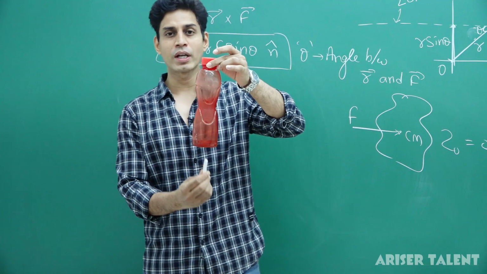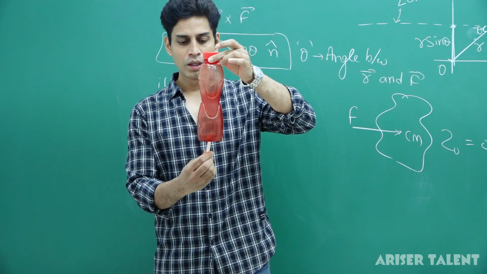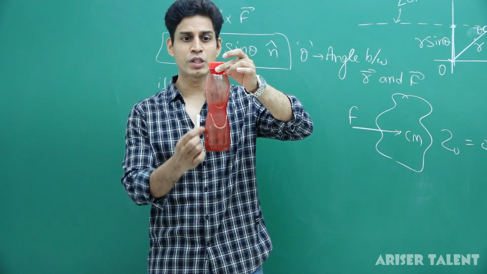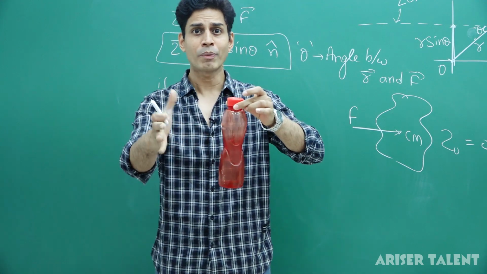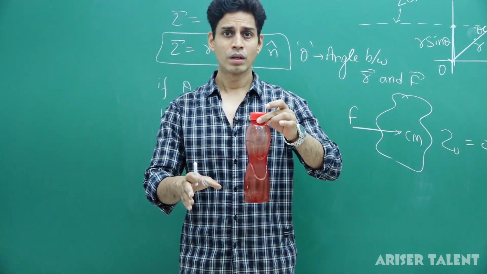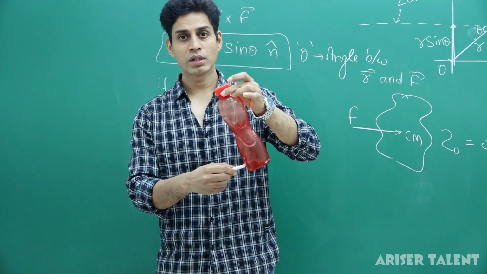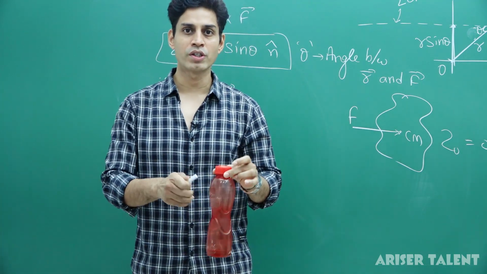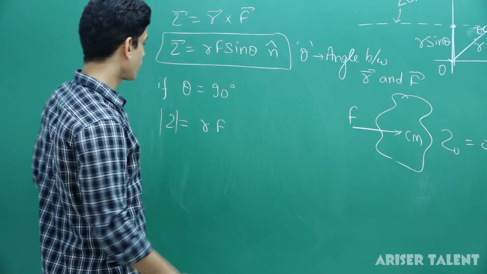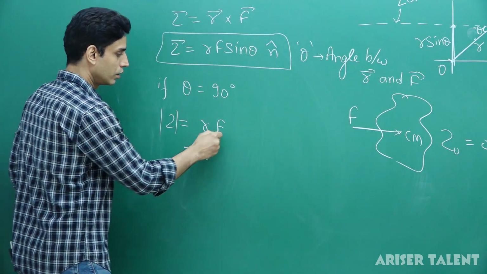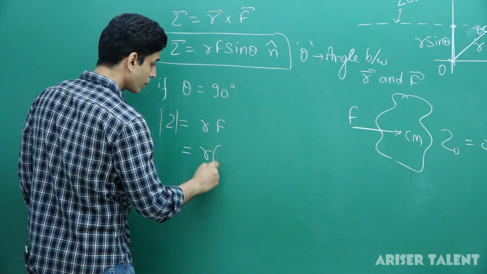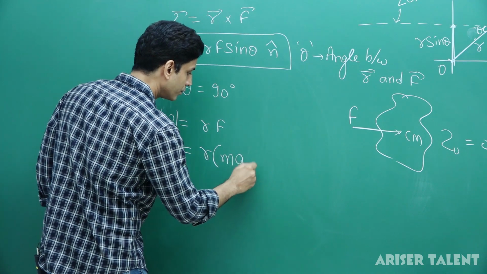Now, if you apply a force like this, the line of action of this force is passing through the axis of rotation. It will not provide any torque. This force is not responsible for the rotational motion. So, this force is providing the tangential acceleration. So, torque is R times F, F is ma, and ma is m a_t.